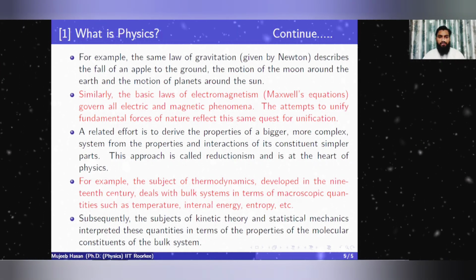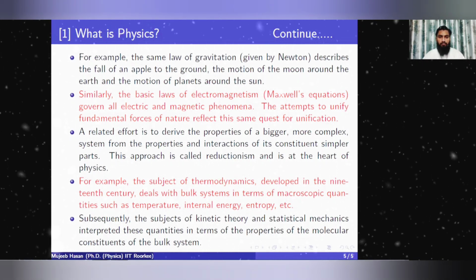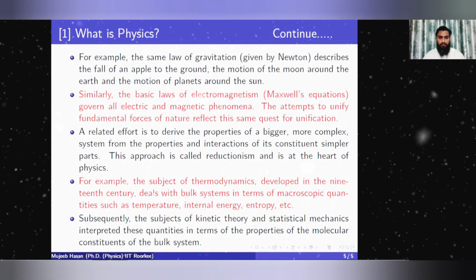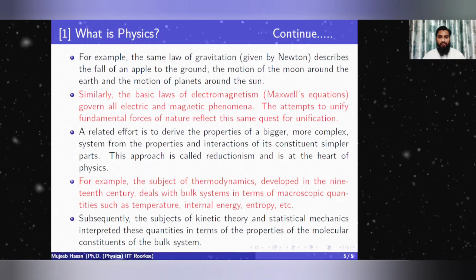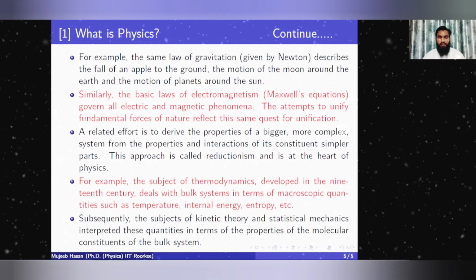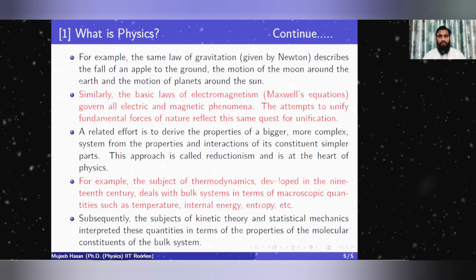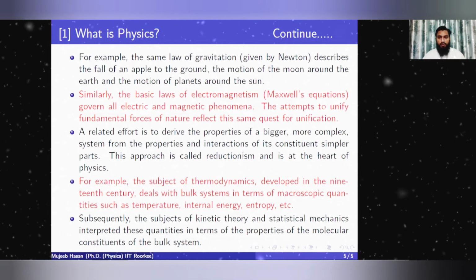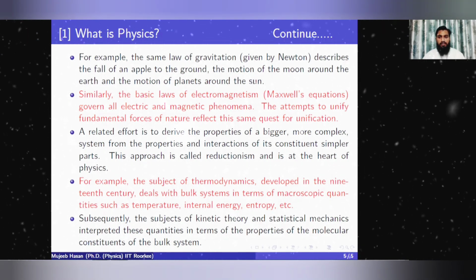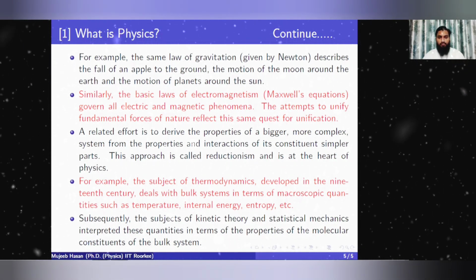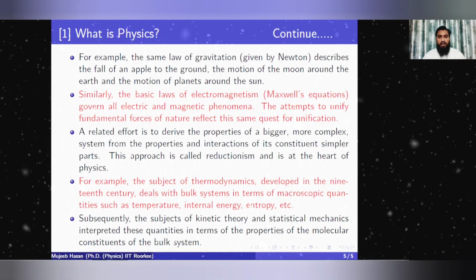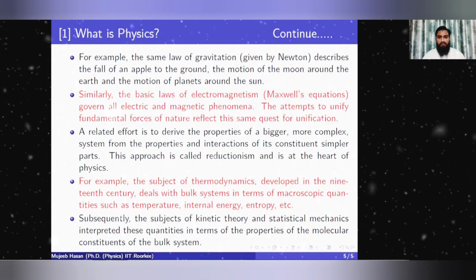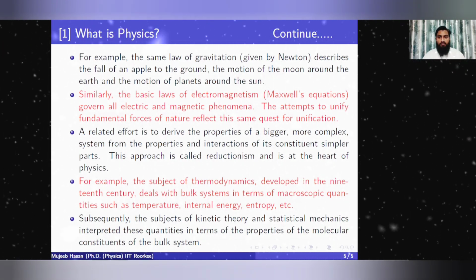A related effort is to derive the properties of a bigger, more complex system from the properties and interactions of its constituent simpler parts. This approach is called reductionism and is at the heart of physics. So you can see, if you want to study the bigger system, which is not easy, we look at the properties of its constituent matter, and the study of these simpler or smaller parts gives us properties so that we can easily understand the various phenomena occurring in this bigger or more complex system.